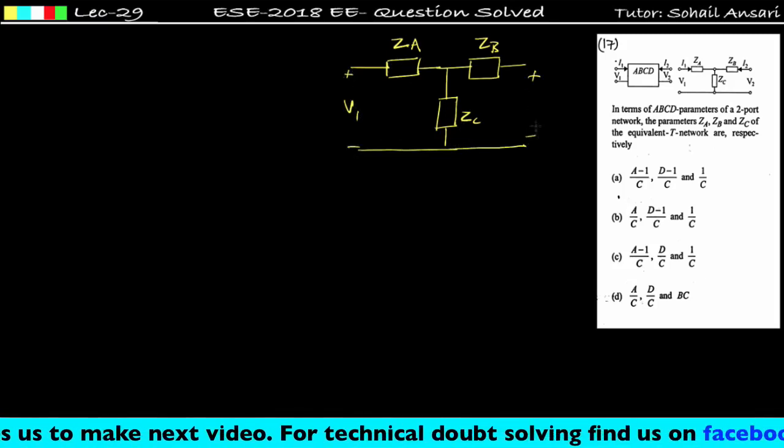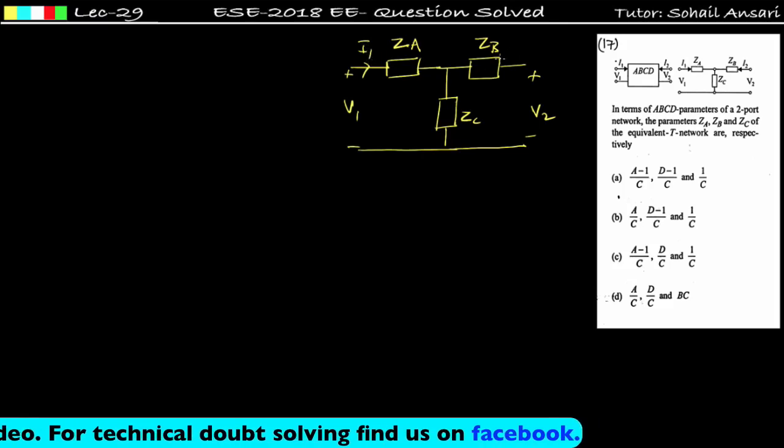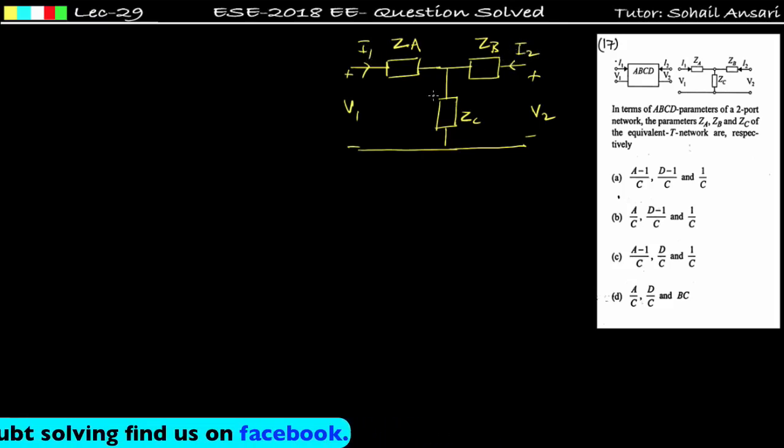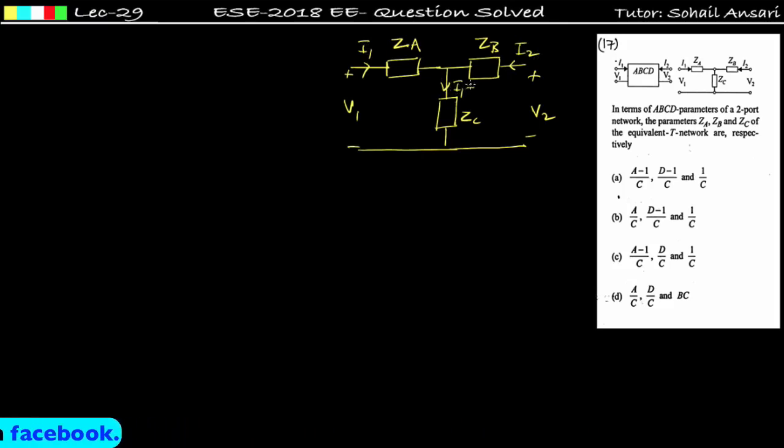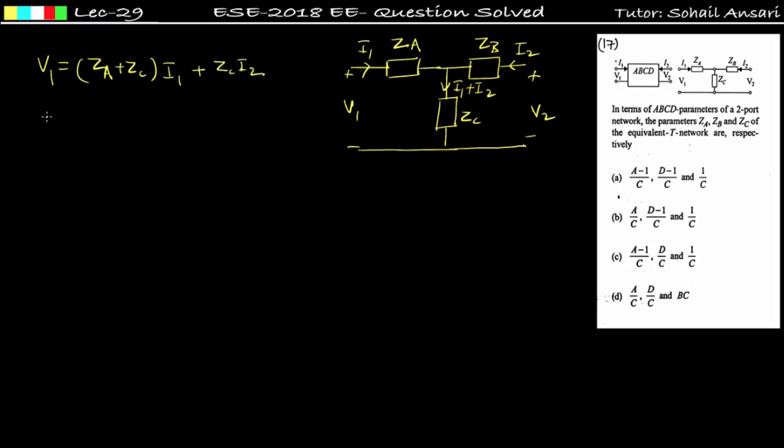Let us see. This is V1, this is V2, this is I1, and this is I2, and here the current will be I1 plus I2. So write the KVL equation on the input side. It will be V1 is equal to ZA plus ZC into I1 plus ZC into I2. Similarly, I can write V2 is equal to, write the KVL equation on the outer side, ZC into I1 plus ZB plus ZC into I2.